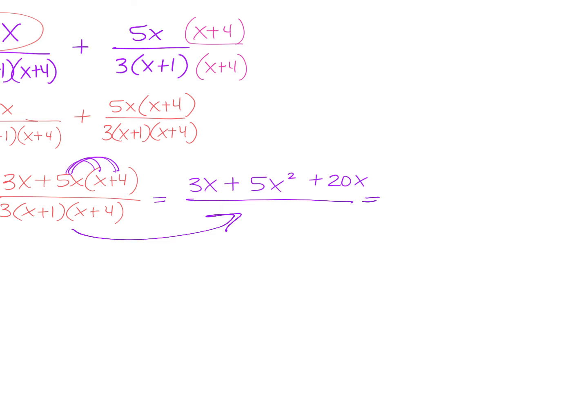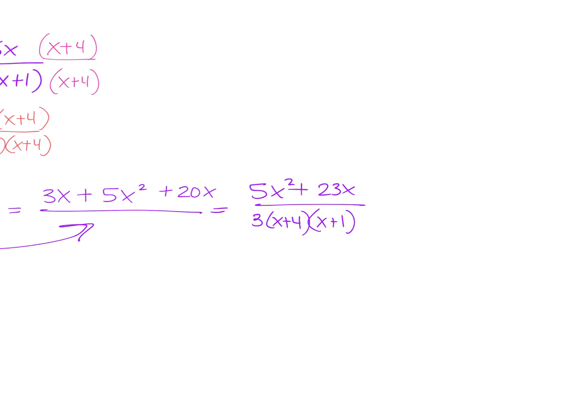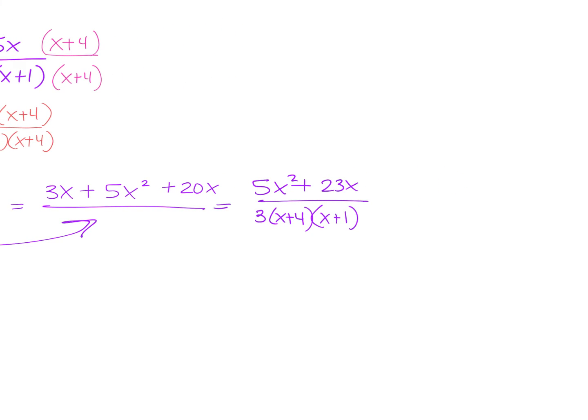So 3x plus 5x squared plus 20x is what? 5x squared plus 23x on top. And then all of this on bottom. Okay. So it looks like this. I'm great with you leaving it just like that. That can be your answer.